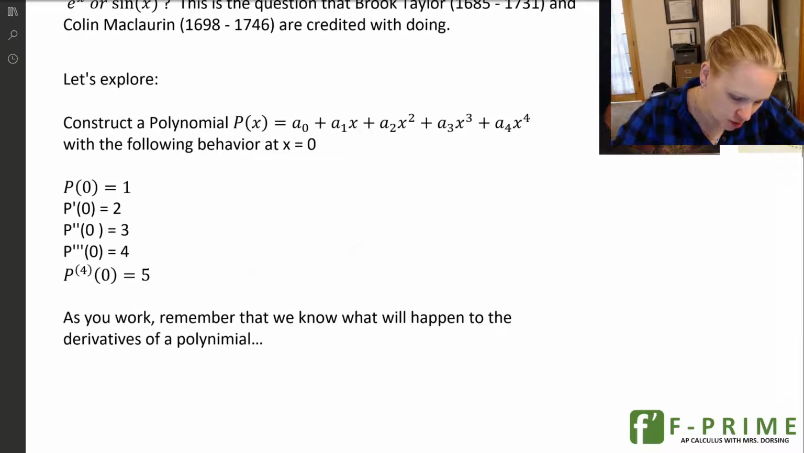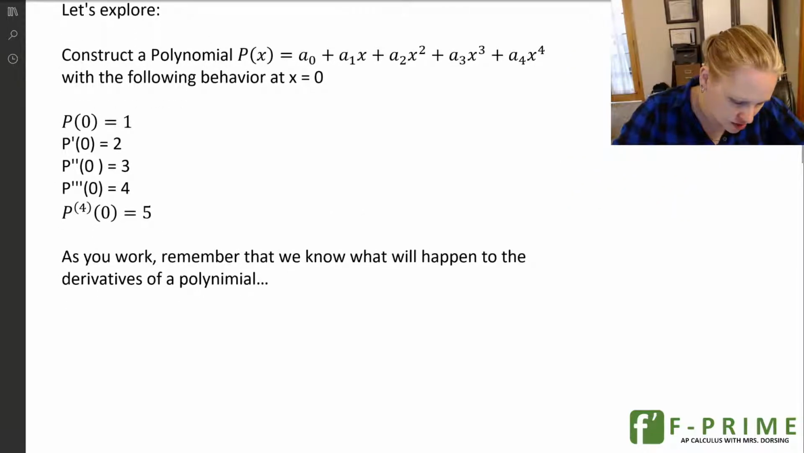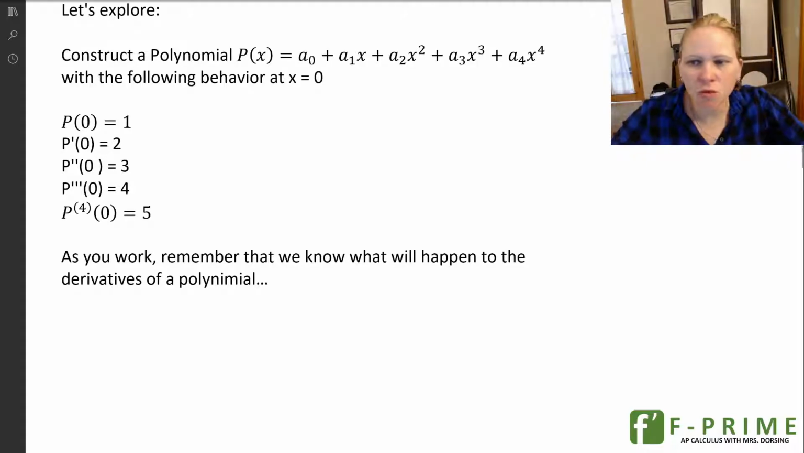Suppose we have this polynomial, and we're only going to go to x to the 4th power, and it has this behavior here. We want to make it so that the y value at x equals 0 is 1. We want the first derivative at 0 to be 2. We want the second derivative to be 3, and so on and so forth. So let's think about this.